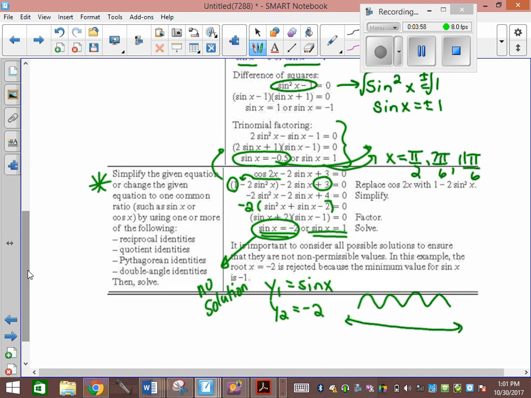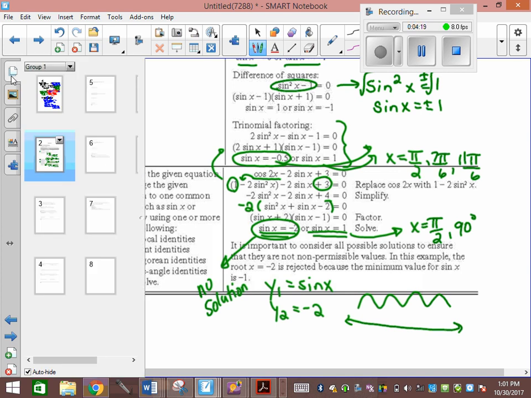Now sine x equals 1, once again, when y equals 1, and y equals 1 at pi over 2, or 90, depending on what they ask us. Or we can be asked to give general form as well. Okay, so this is the type we're going to be looking at today more so than the other types that we've done before, quite a bit of.